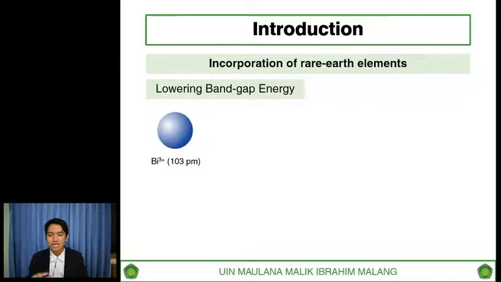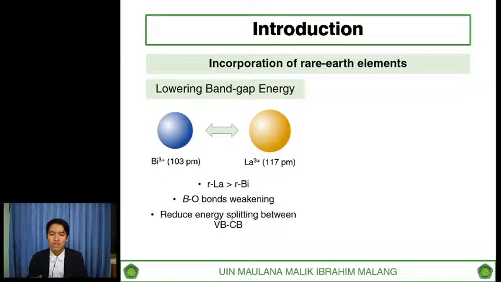Because we know that the A site of our material is the bismuth ion, and we can replace it with the lanthanum ion. Since the lanthanum ion has a bigger radius than the bismuth ion, it can cause bond weakening on the BO side, and because of that weakening, it reduces the energy splitting between the valence band and conduction band, and then it can reduce the band gap energy.